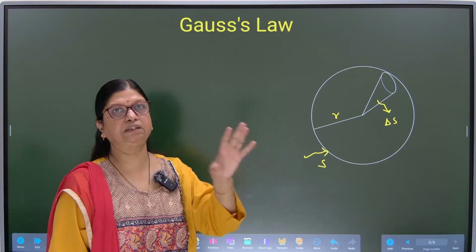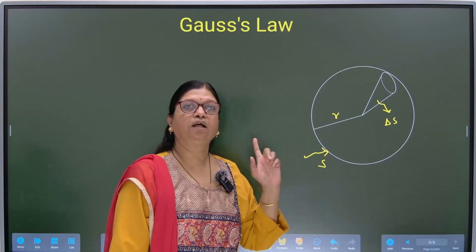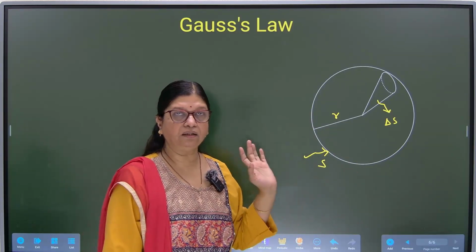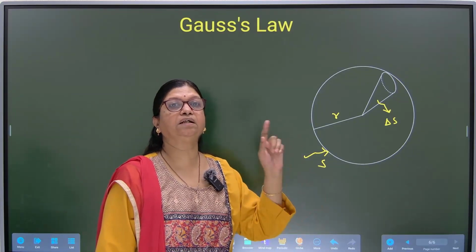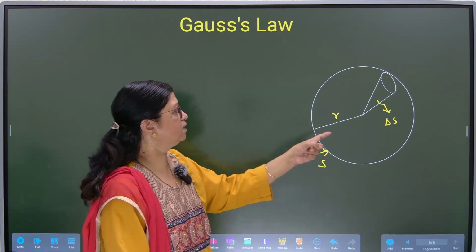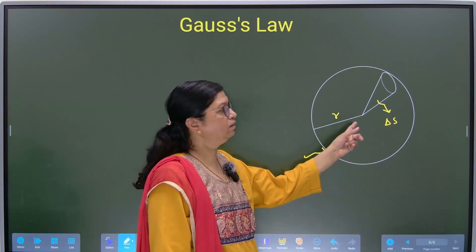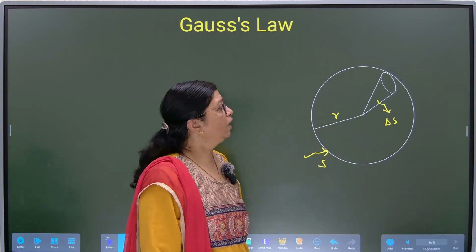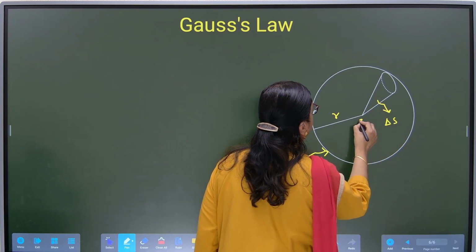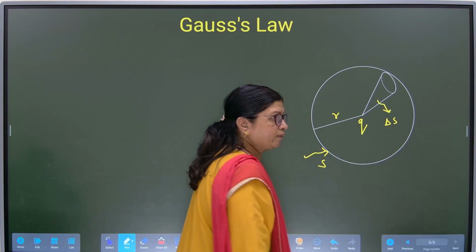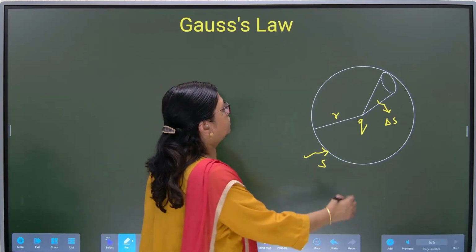So I have considered a sphere, naming it S, with the radius R, and within this surface I have considered an area element denoted by delta S. Now within this sphere, let me consider a charge Q placed at the center of the sphere.